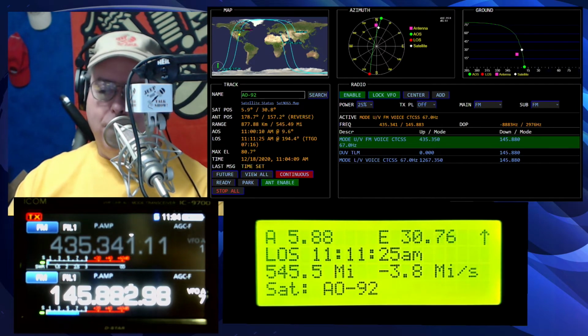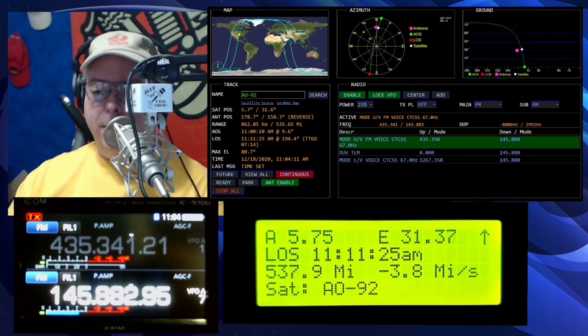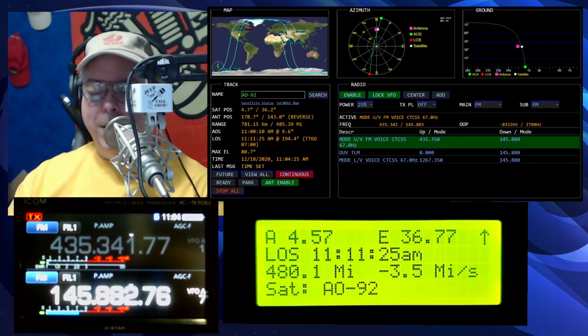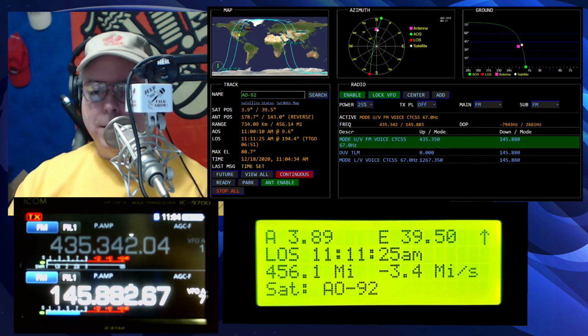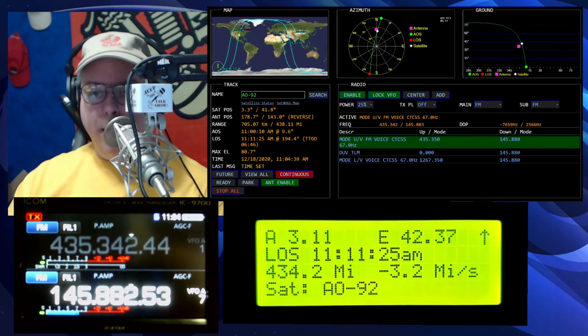And if you look at this one, we only have a few minutes to make conversations on it. So it's currently 11:04, and this pass is going to end in about 6 minutes. So you've got 6 minutes to have conversations. And I will say this, I have learned from watching videos and reading that the FM satellites are a little more difficult because you only really have the one frequency to talk through, like a repeater.